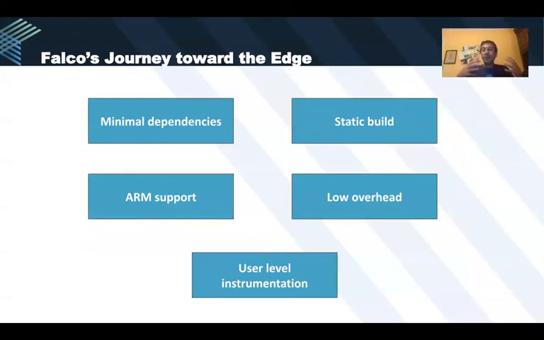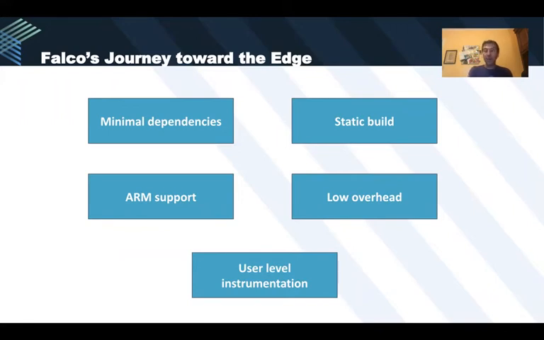Okay, we've talked about Falco in a general way for the moment. Let's talk a little bit about what the Falco community is doing specifically for the edge. So five things here. One is we've been working recently on reducing the number of dependencies that Falco requires to be compiled and to run.